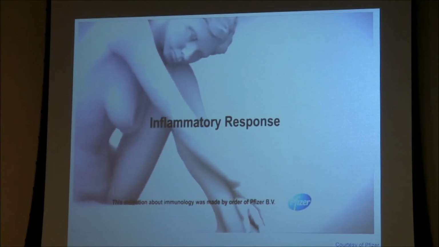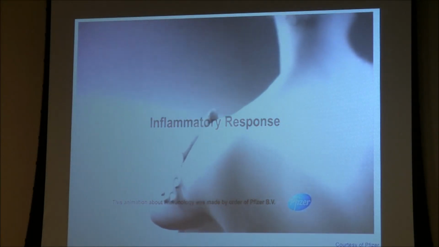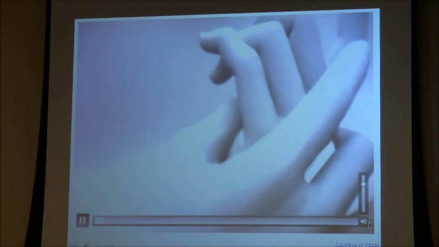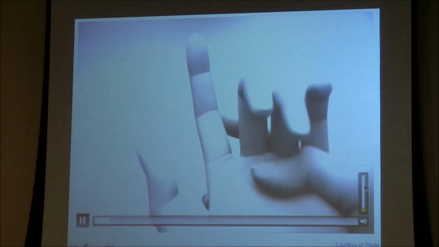Another short movie displays the normal functioning of the immune system. It's very complex. Our immune system protects the body against intruders, such as bacteria and viruses. The skin is an important protection device. Here, top right is the volume control.